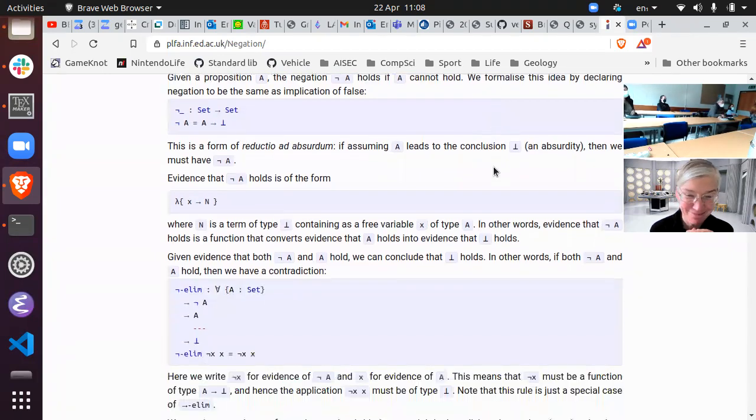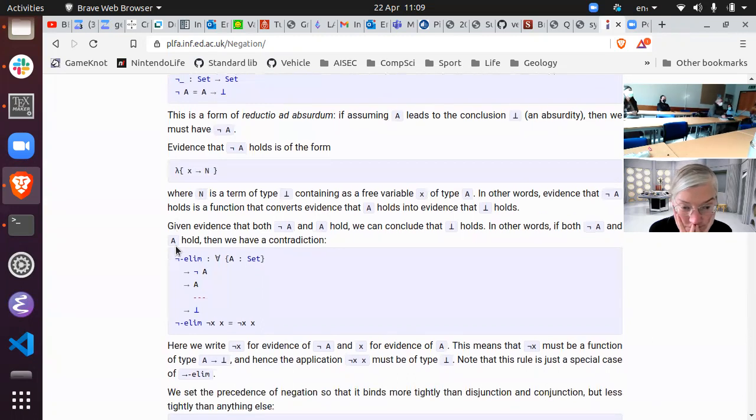Yeah, no, absolutely right. Evidence that not A holds, looking at this line, is of the form lambda x to n, where n is of type bottom containing as a free variable x. So it's just saying, well, it's a function, so if there is a witness to this, we'll have to construct a function to do this.